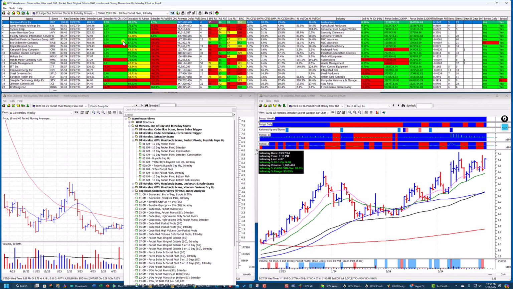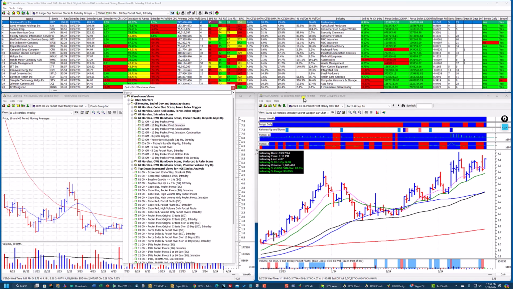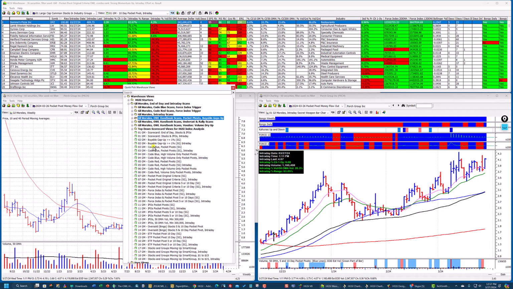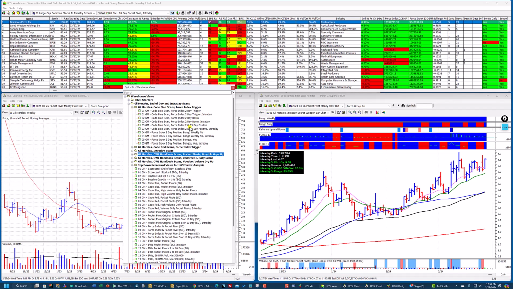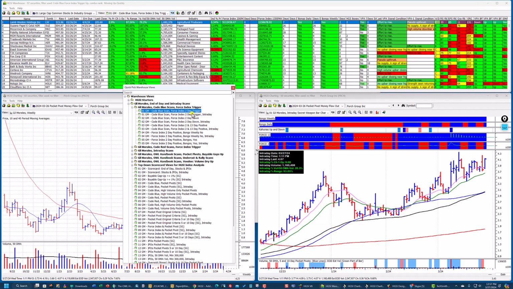If you only like to work with large cap stocks, just come in here and apply this, and it cuts it down for you. Anyway, that's it. I went over longer than I should have, but I wanted to get all this in. If you have questions, you can contact me, but hopefully this is a good explanation. And just play with these other filters. They're all pretty self-explanatory. The code red and code blue, it's all pretty self-explanatory. Code blue, 2-day trigger on the force indexes. Here's the force index column right here.